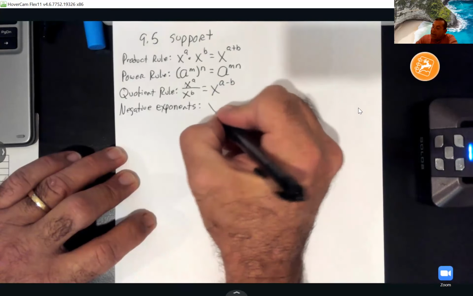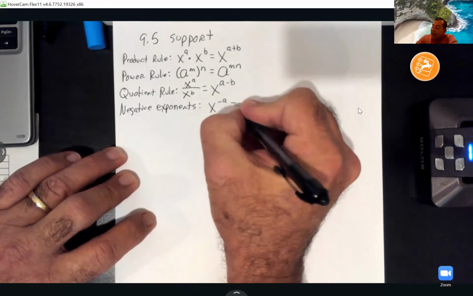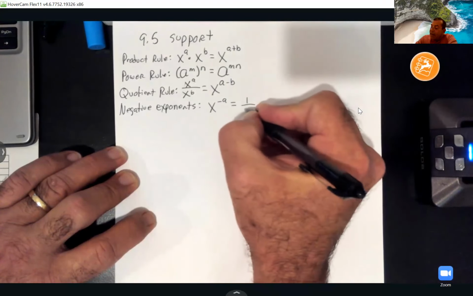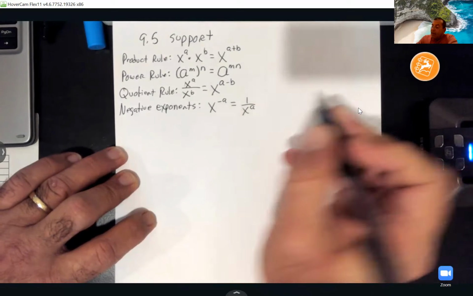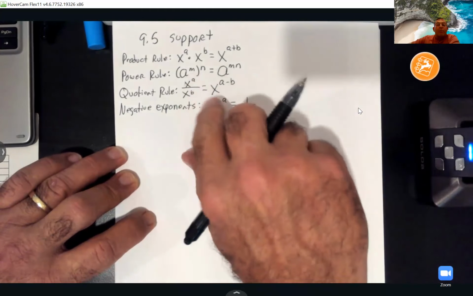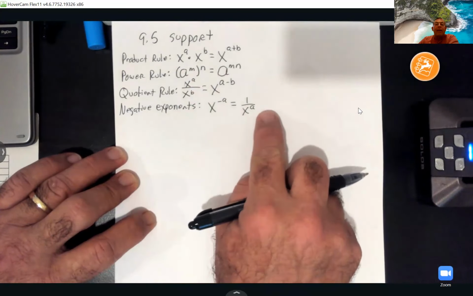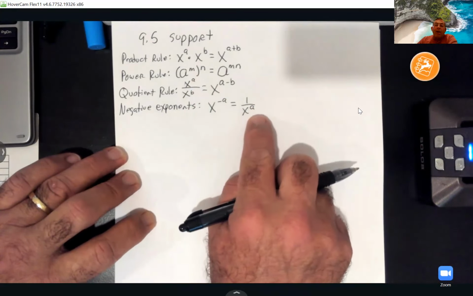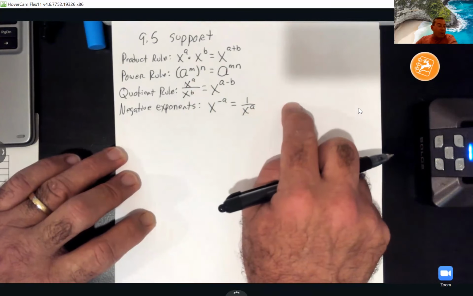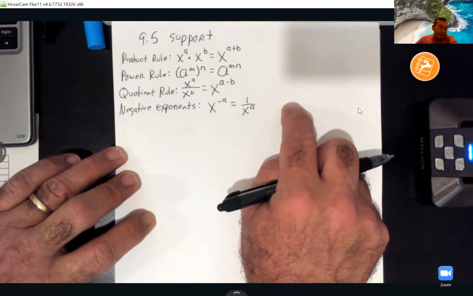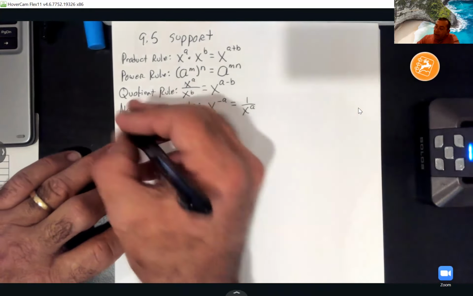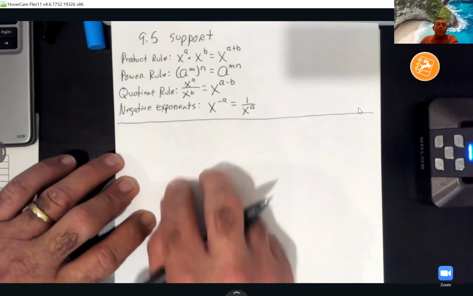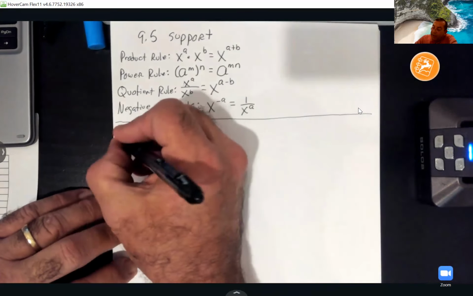So if you got x to the negative a, we make the exponent positive by flipping that. So remember, treat it like a 1 on bottom. So you're flipping it and making the a positive. Now, if the a's in bottom and negative, you would move it to the top, okay? So y'all, these are the exponent rules that we're going to be playing with in this section.